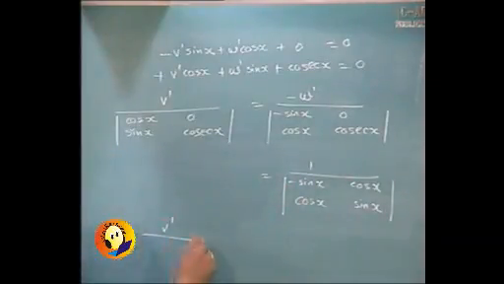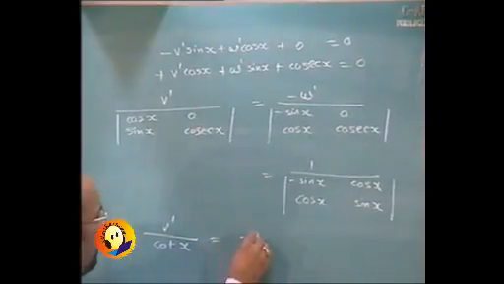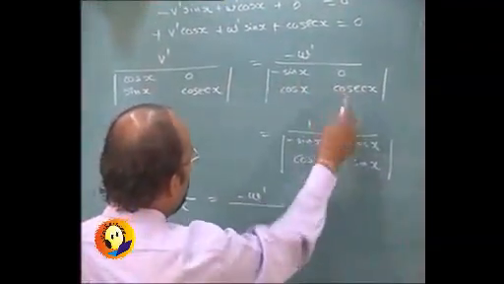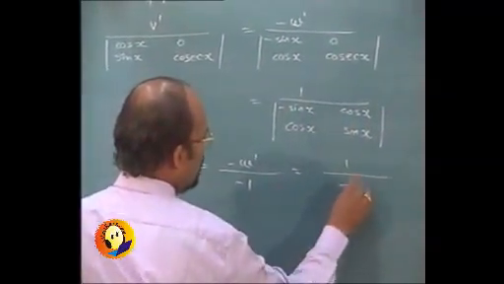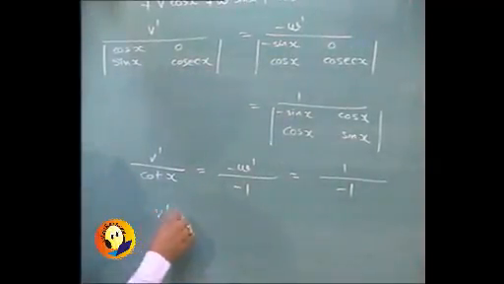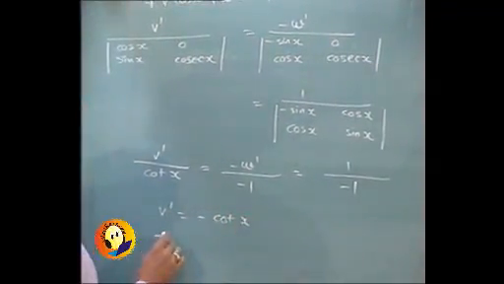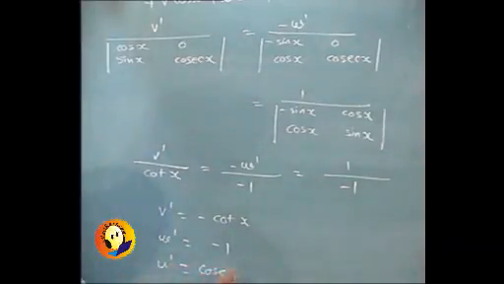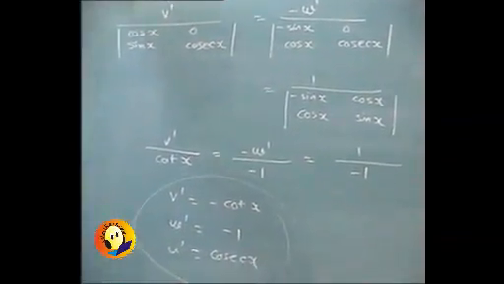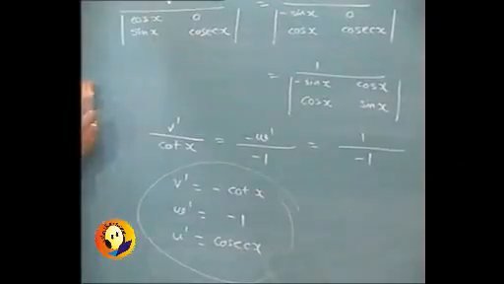So it will be v dash upon cos and cosec. Cosec is 1 upon sin, cos upon sin is cot. So v dash upon cot x equal to minus w dash upon sin into 1 upon sin, it is minus 1, equal to 1 upon minus sin square x minus cos square x, which is minus 1. So v dash comes out to be minus cot x and w dash will turn out to be minus 1. And so we have already got u dash also, that is cosec x. So these three should be used to find out u, v and w.